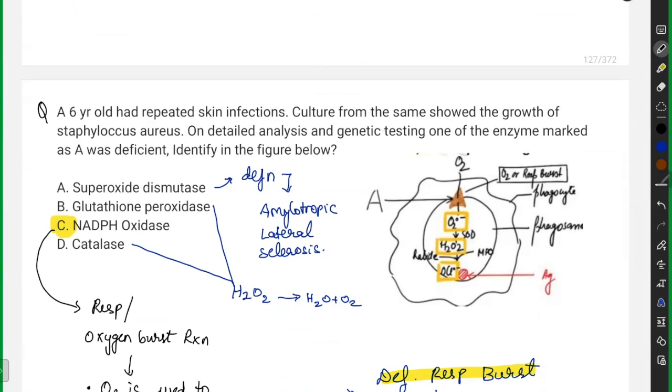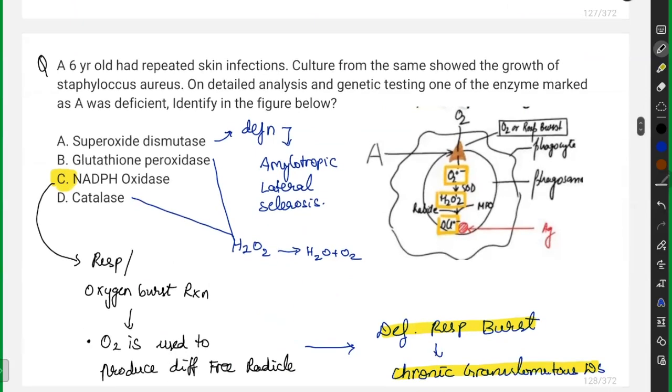Next, a 6-year-old with repeated skin infection, culture from the same showed the growth of Staphylococcus aureus. On detailed analysis, genetic testing, one of the enzymes marked A is deficient. What is this A? So I told you, right? Oxygen should be converted into O2 minus in the presence of NADPH oxidase or phagocyte oxidase. So when this enzyme is deficient, that is going to prevent the oxygen dependent pathway to take place.